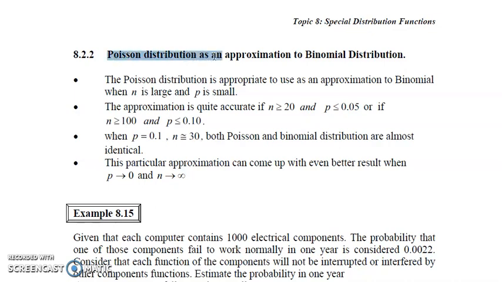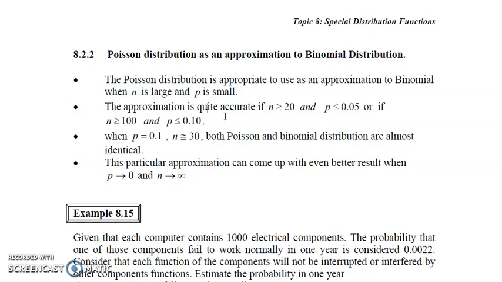Poisson distribution as an approximation to binomial distribution. Okay, as we already discussed, for the Poisson distribution, we are going to have some specific period or specific area or specific time. We're going to use it as an approximation to binomial when the n is large and the p is small.